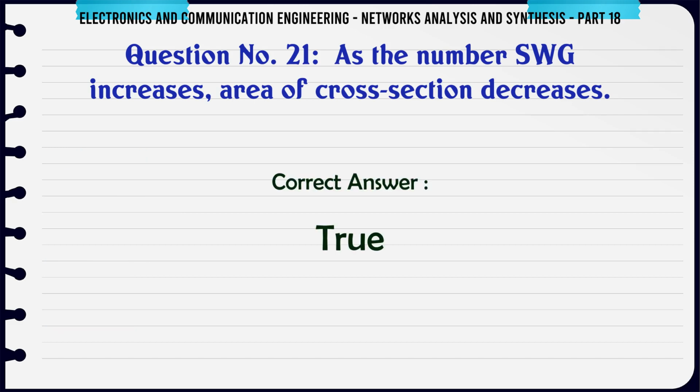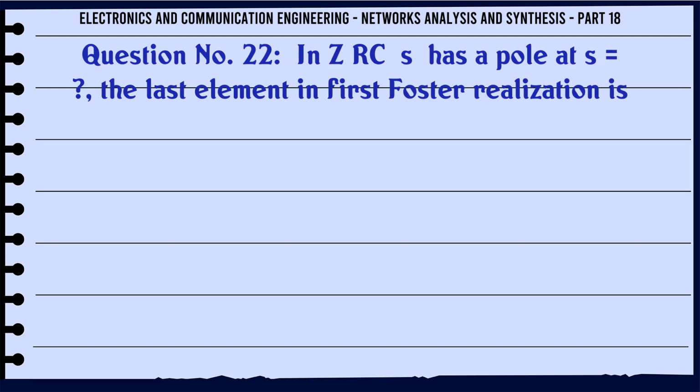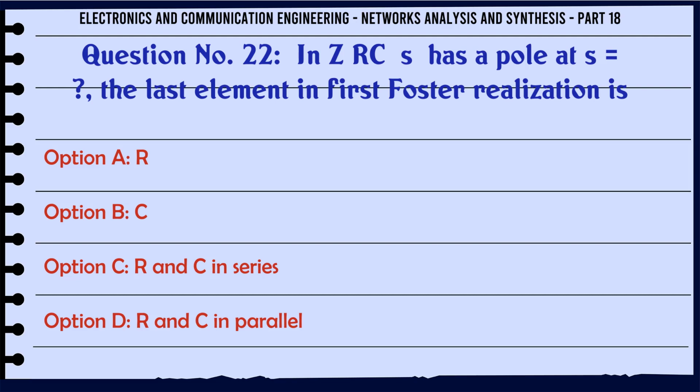The correct answer is true. In ZRC, S has a pole at S. The last element in first Foster realization is A: R, B: C, C: R and C in series, D: R and C in parallel.